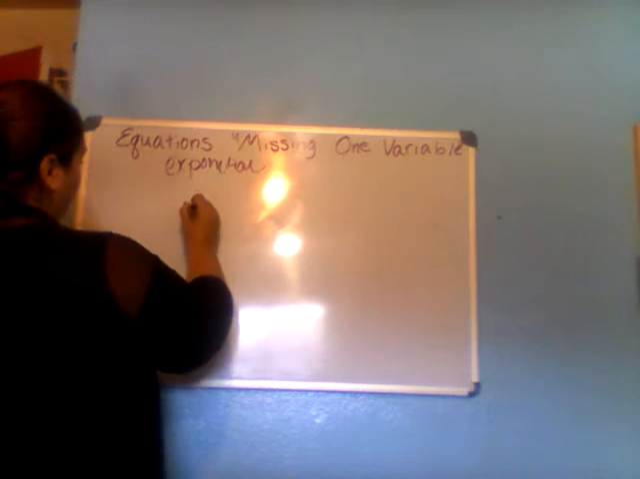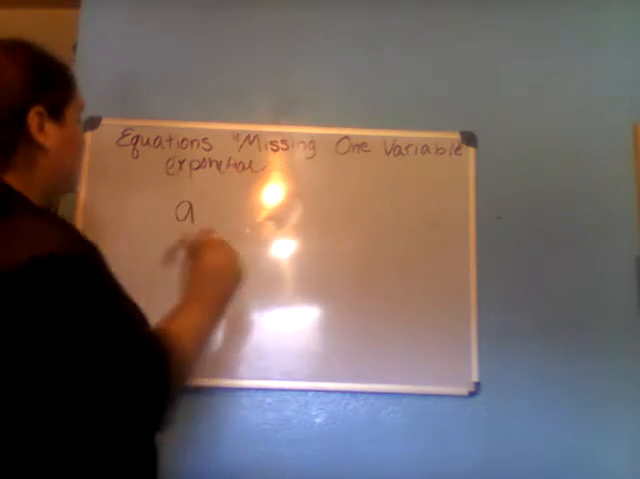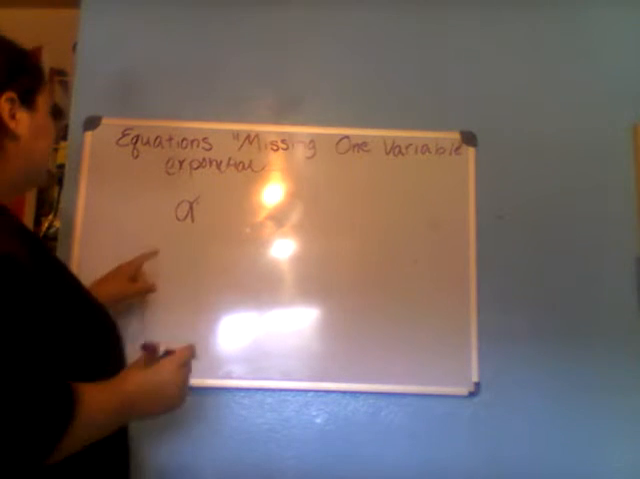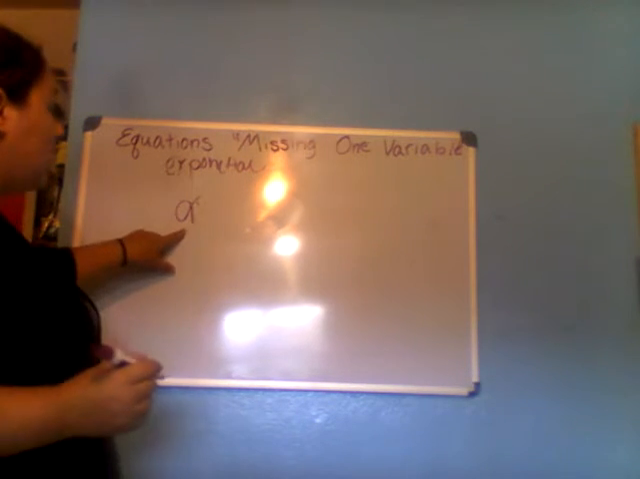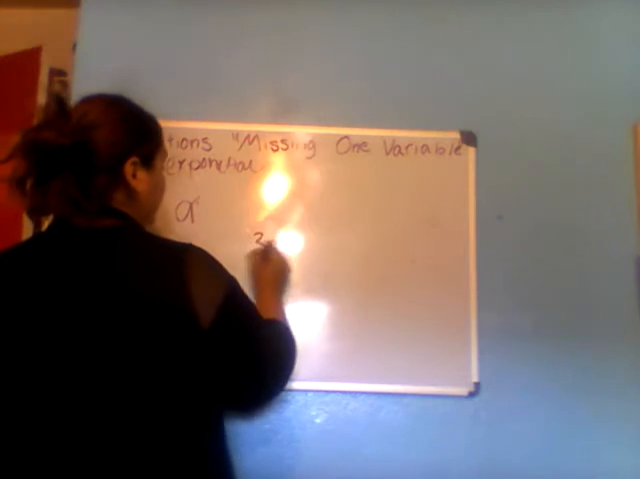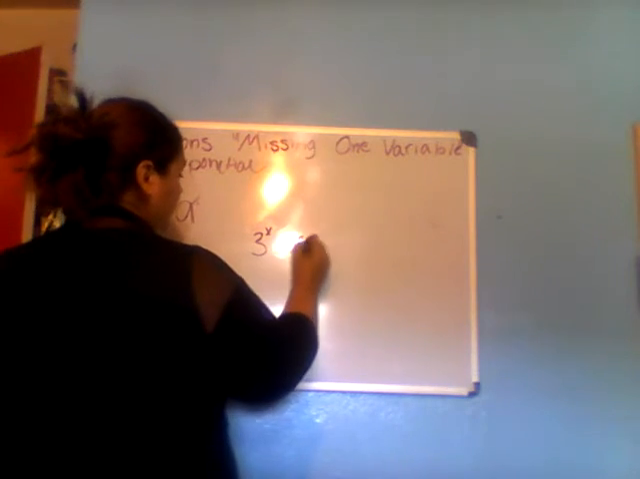They have a set base, and the variable itself is the exponent. That's why these are so special. So A is going to always be the same. X is going to be what you're looking for. So an example could be 3 to the x power equals 27.